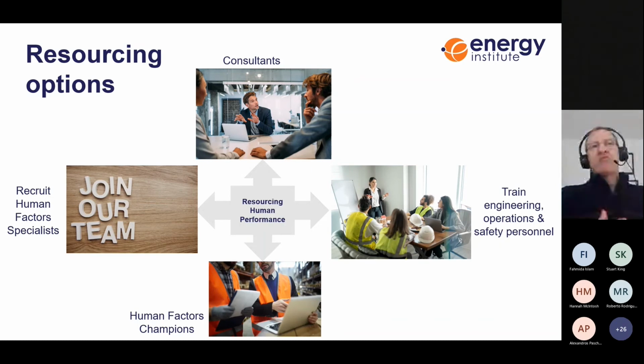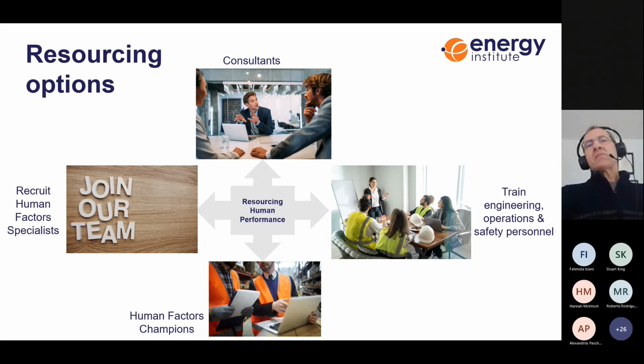So some companies, on the left, recruit human factors specialists in-house. And I know particularly in the nuclear sector, in the UK, every large nuclear company has a team of 10 or 20 human factors specialists, providing support to engineering, to operations, to safety assessment. And that can be very successful, can be very effective because you've got that in-house capability. And some energy companies also recruit human factors specialists and teams. But again, there's not many human factors specialists. It can be difficult and challenging to employ them.